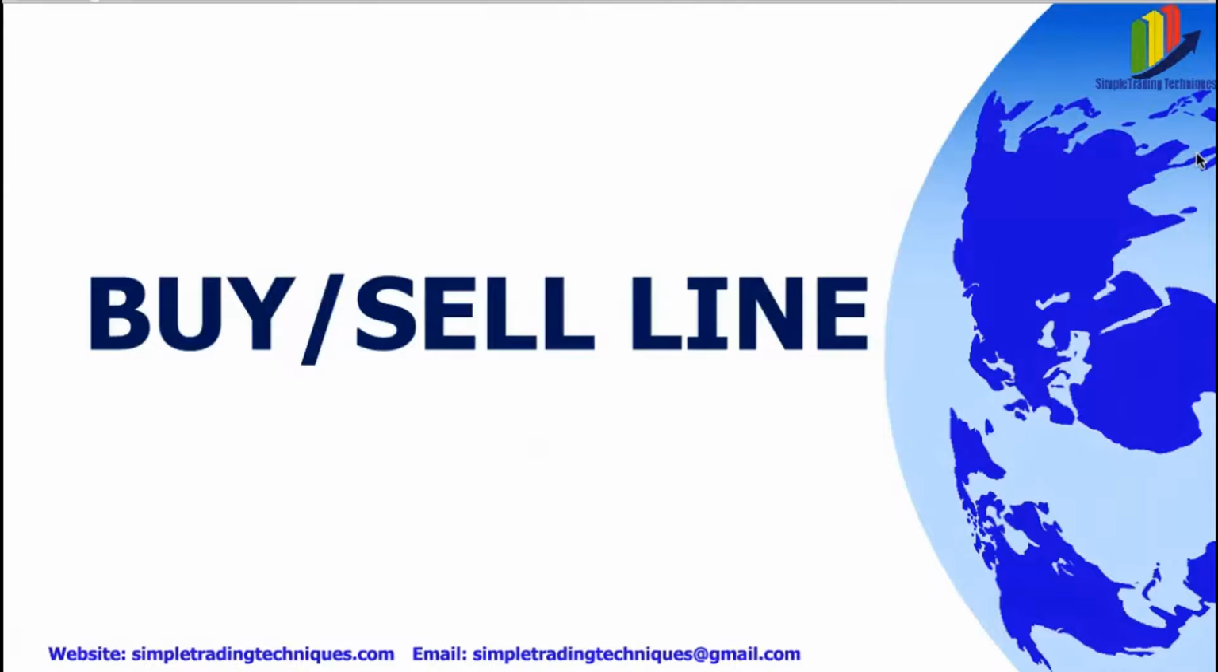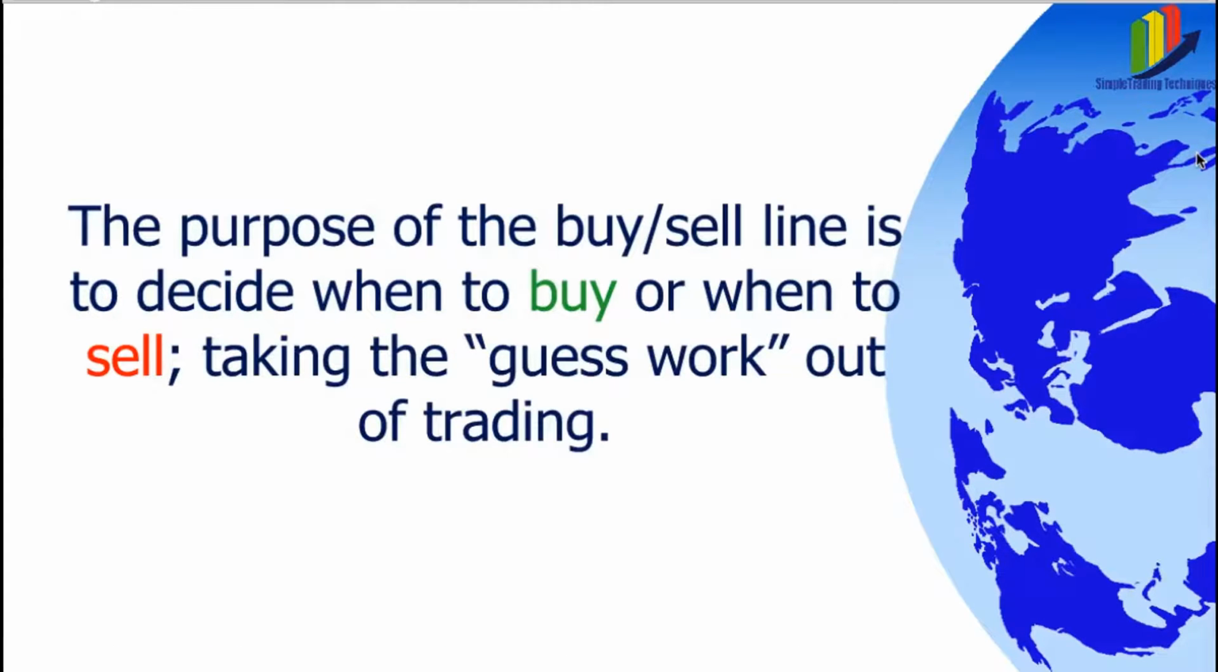So what we'll be looking at is the buy sell line. How we arrive at the buy sell line is by plotting a 50 period moving average on our chart. This will help us know which side of the trade we should be on, whether we should be buying or selling. The purpose of the buy sell line is to help you know when to buy and when to sell, taking the guesswork out of trading.